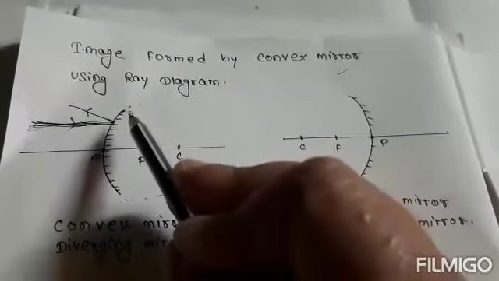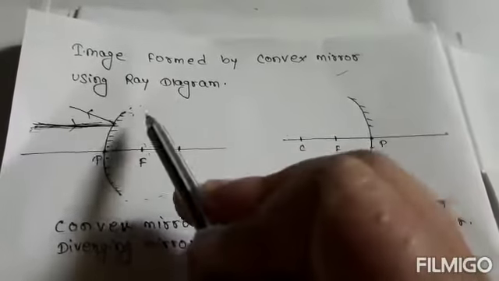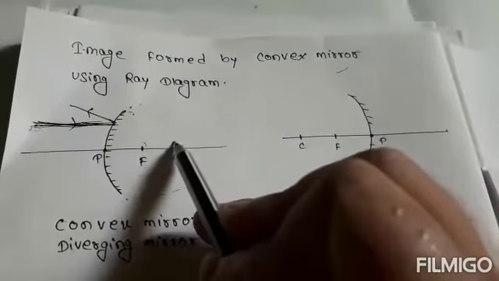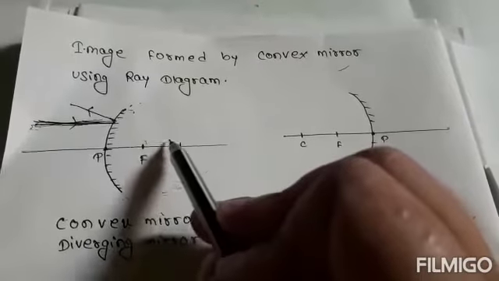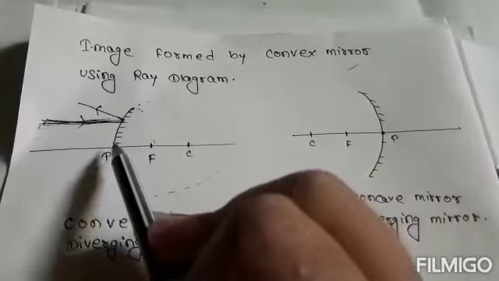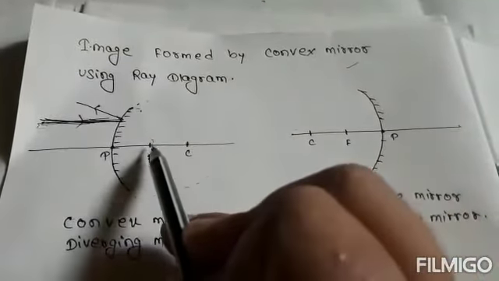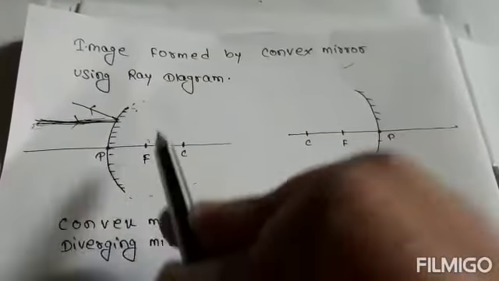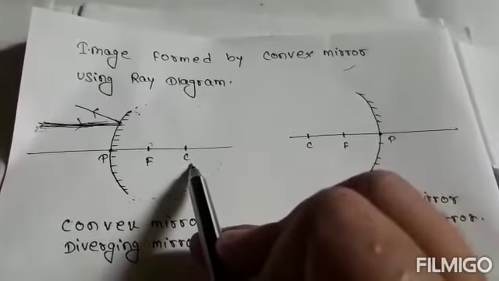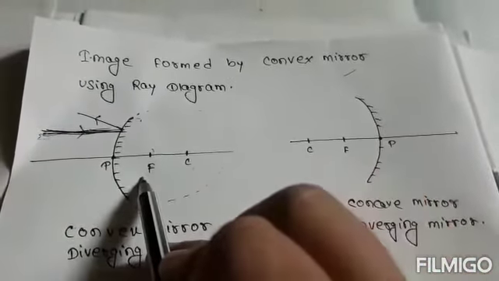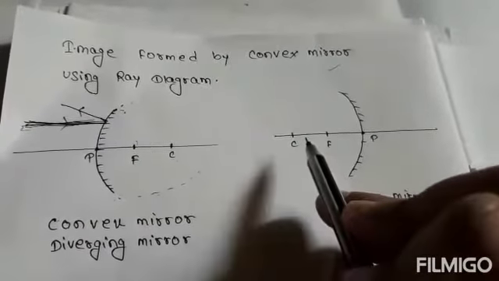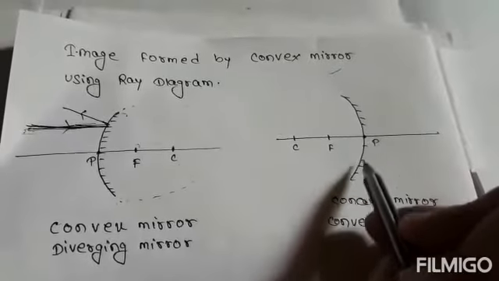Here let us imagine this convex mirror is a part of a sphere, and the center of the sphere is also known as center of curvature, and this is the midpoint of the line joining from pole to center of curvature. So this is known as focus. In convex mirror, the focus and center of curvature are situated behind the mirror, but in concave mirror, focus and center of curvature are situated in front of the reflecting surface.